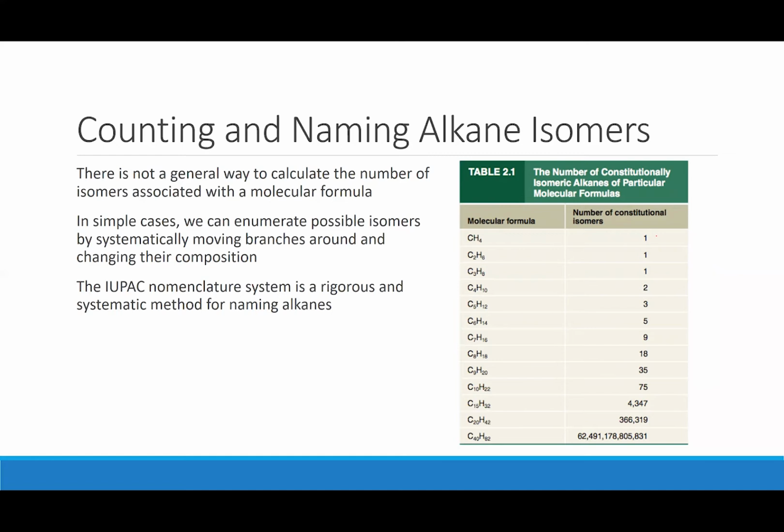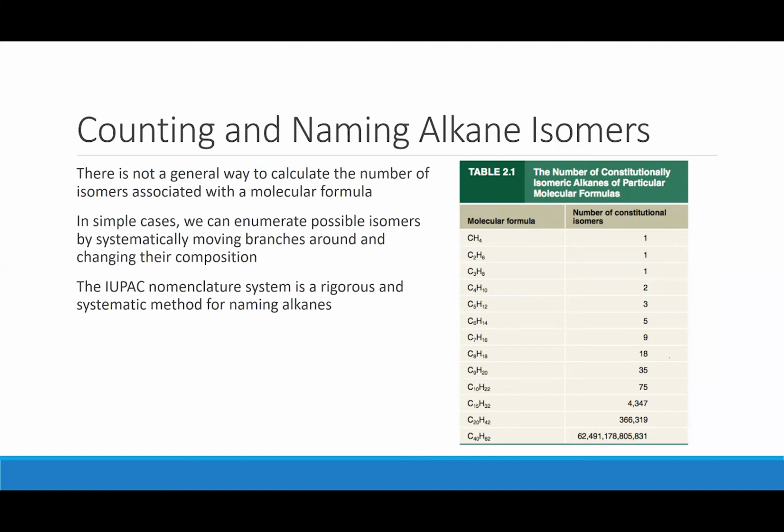You can see it varies quite quickly. If you get to C15, you get almost 4,000. And this jumps quite high, how many isomers you can have, the bigger and bigger the structure goes. So in simple cases, and in the cases that you will be seeing, you can just figure out the isomers by systematically moving things around and changing their composition until you identify each of the isomers.